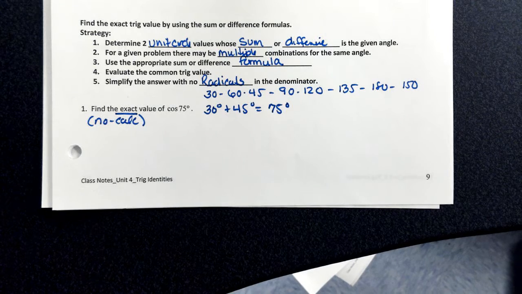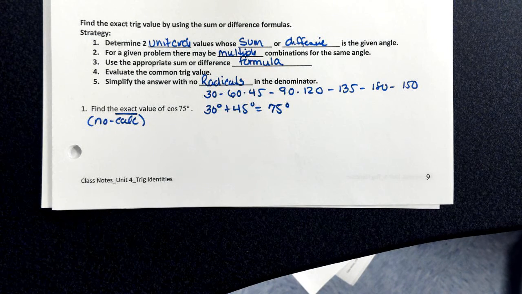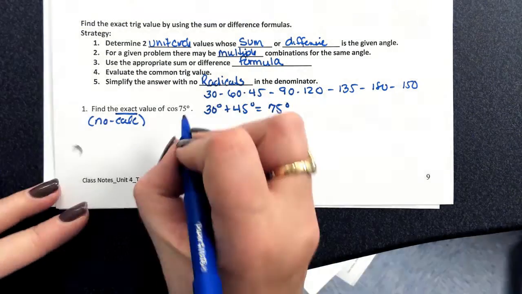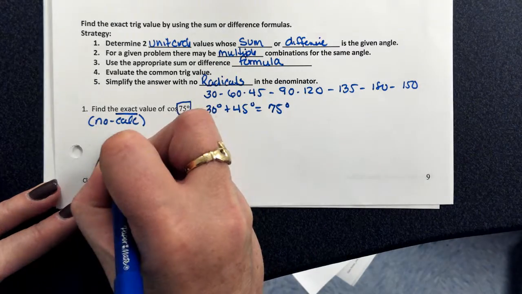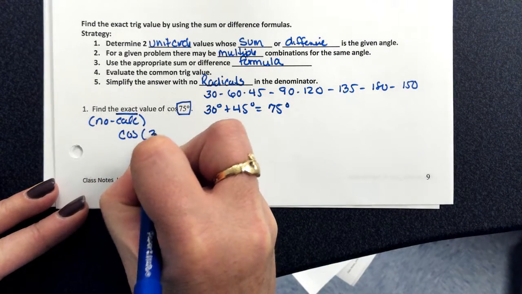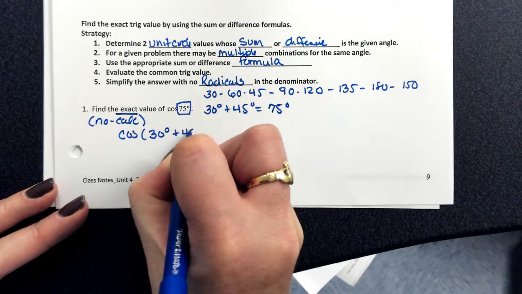Could there be another combination of angles that I could subtract, perhaps? Yes. Doesn't mean it does. So you may pick a pair of angles that's different from mine, but you should still come up with the same answer in the end. So then what I'm going to do is rewrite 75 degrees as the cosine of 30 degrees plus 45 degrees.